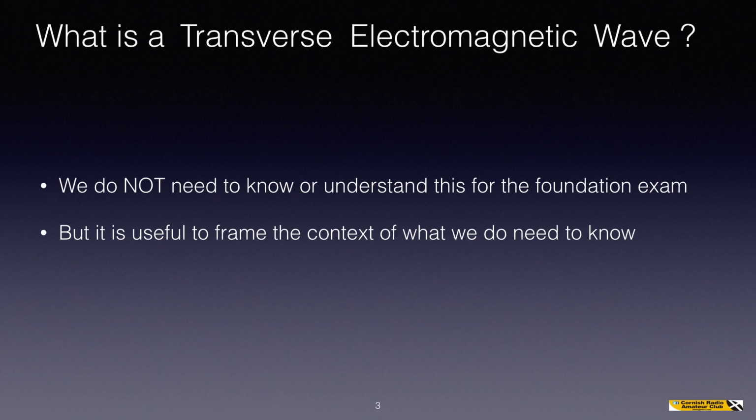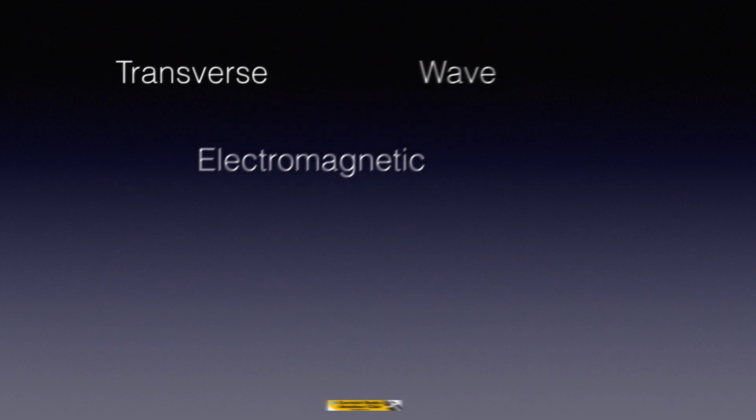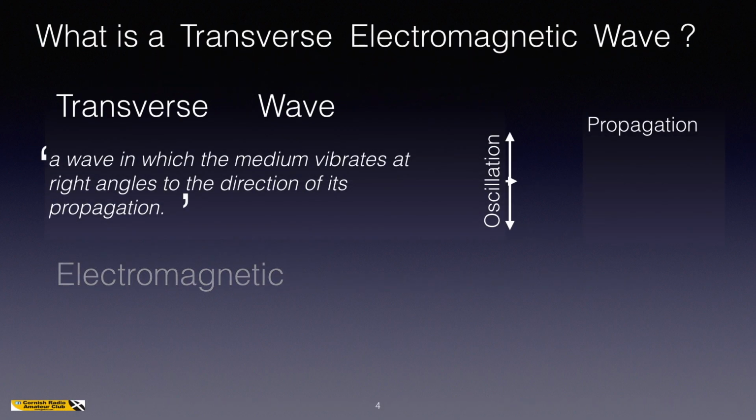So in the foundation examination, we need to understand the relationship between frequency and wavelength. And this will give you some background, although, as I say, you don't have to know this. So a radio wave is a transverse electromagnetic wave. Let's have a look at, first of all, the transverse wave aspect of it, and then in a minute we'll have a look at the electromagnetic aspect of it.